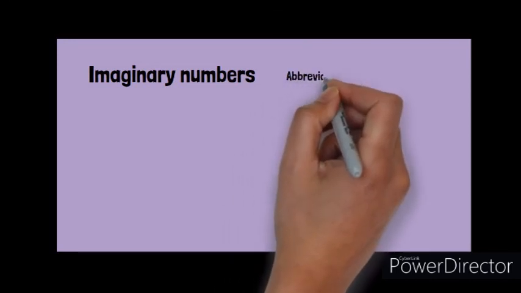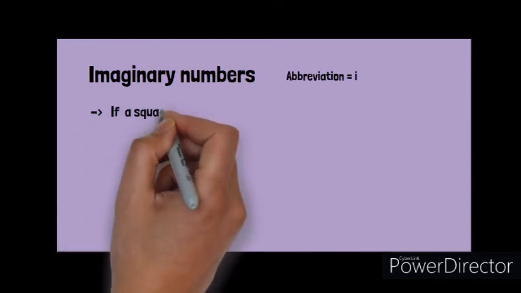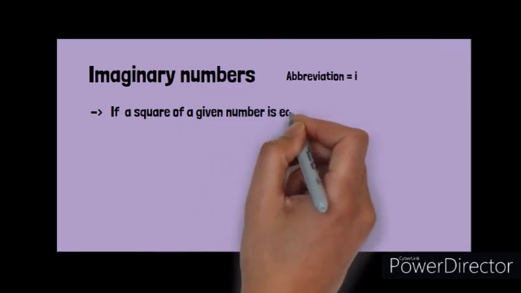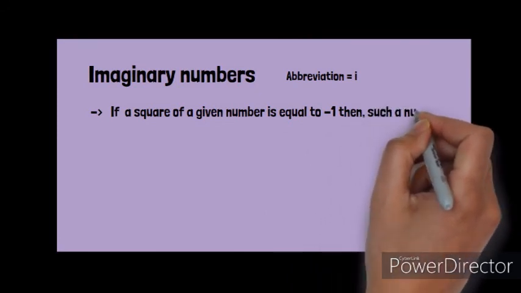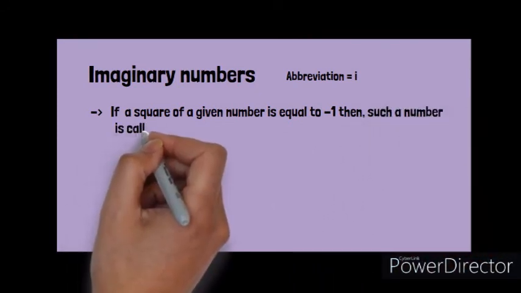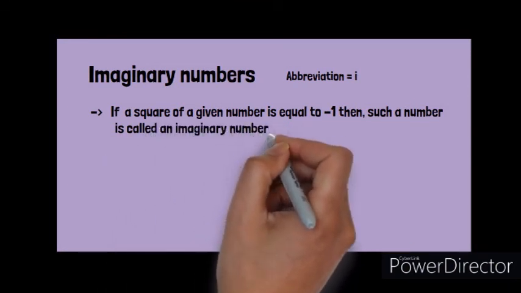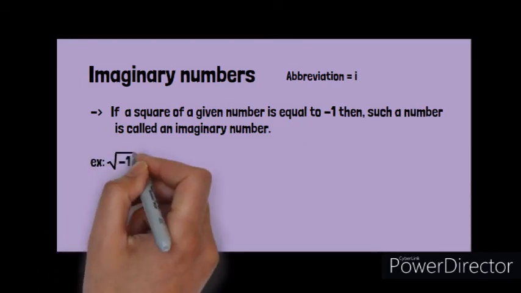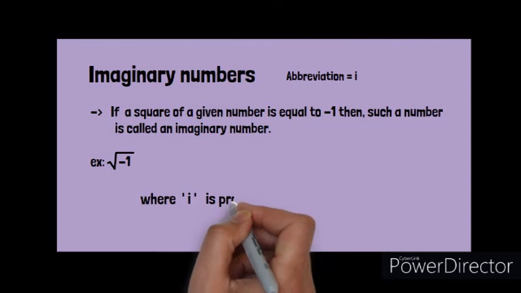Imaginary numbers. The abbreviation for an imaginary number is a lowercase i. If the square of a given number is equal to -1, then such a number is called an imaginary number. In other terms, it can also be written as the square root of -1. The i is pronounced as iota.